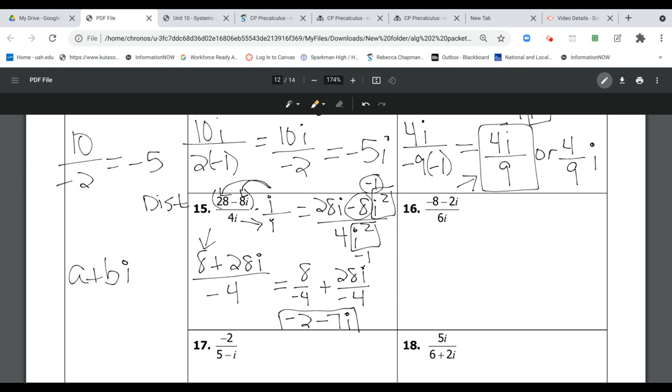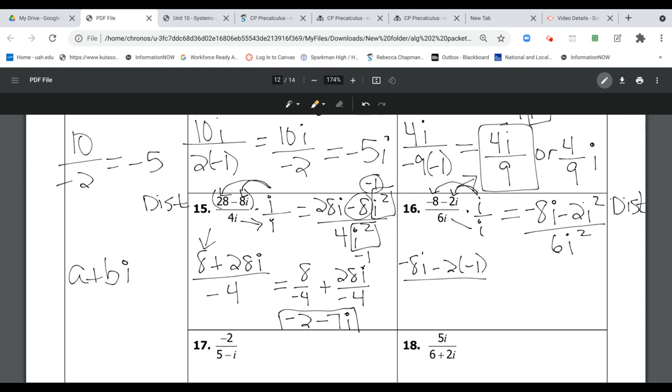Now, the last problem with monomial denominator, we're going to multiply the top and the bottom by i. So we're going to distribute across the top just like we did in number 15. So i times -8 is -8i, and i times -2i is -2i squared, all over 6i squared. So what happens here is we get -8i minus 2 times -1 over 6 times -1. So I wrote it out a little bit more this time so that you can see where the i squares are going, because you can't have an i square.